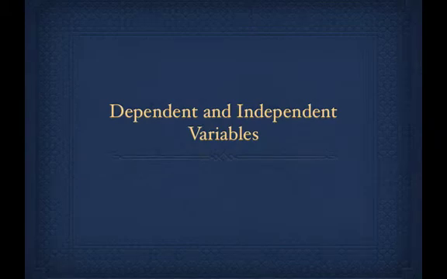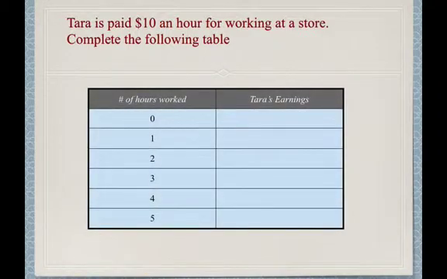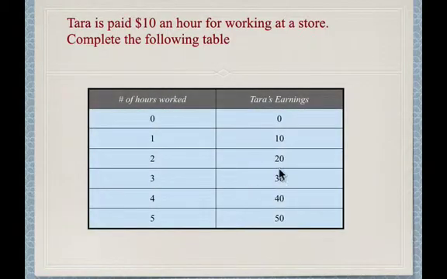All right, so we're looking at dependent and independent variables in this lesson, and Tara is being paid $10 an hour to work at a store, and you're asked to complete the following table, and hopefully you can do this without a calculator. So she works $10 an hour. You need to figure out how much she earns for working 0, 1, etc. up to 5 hours, and you should be able to figure out that her earnings for 4 hours is going to be $40, 5 hours will be $50, etc.